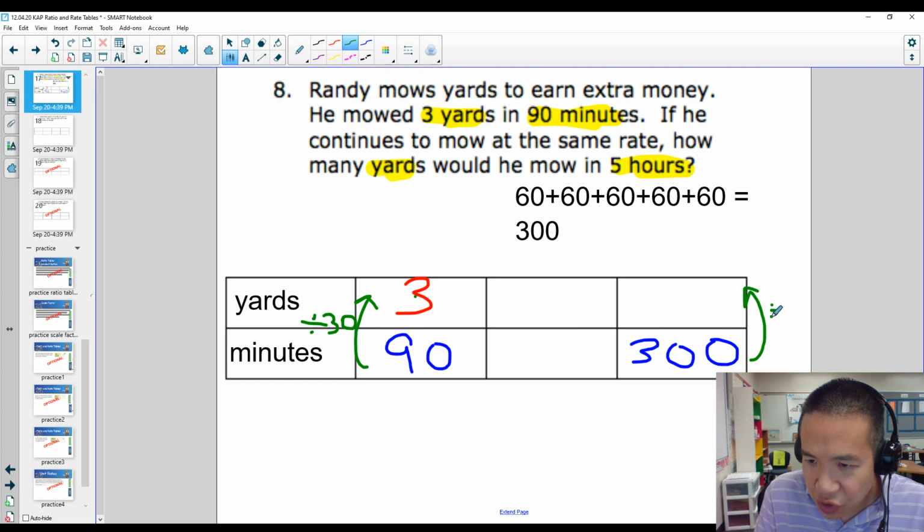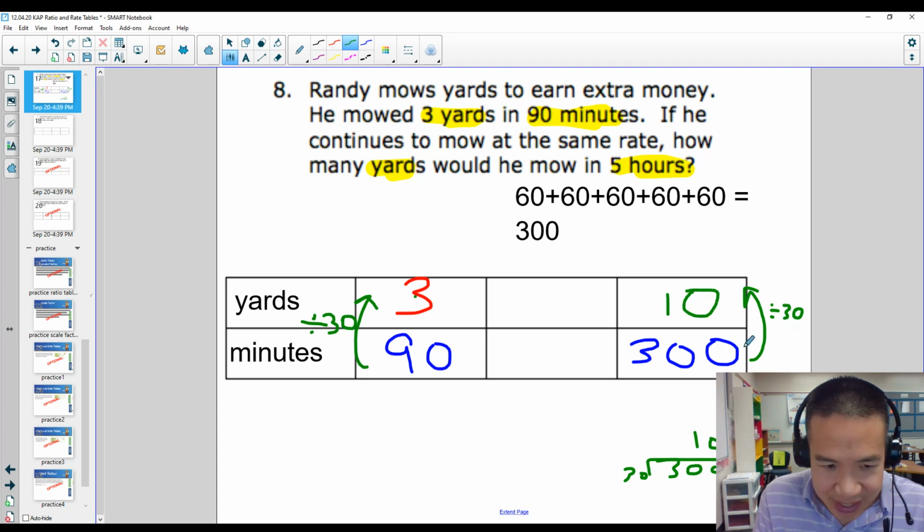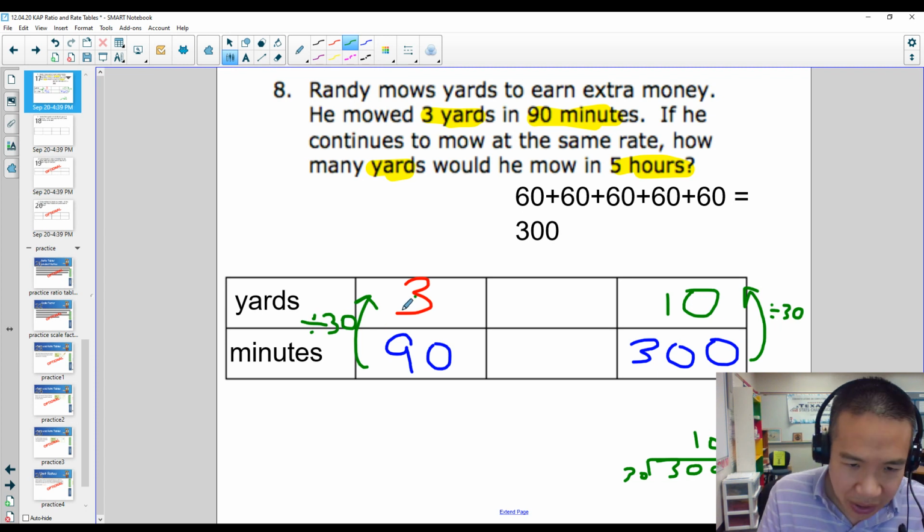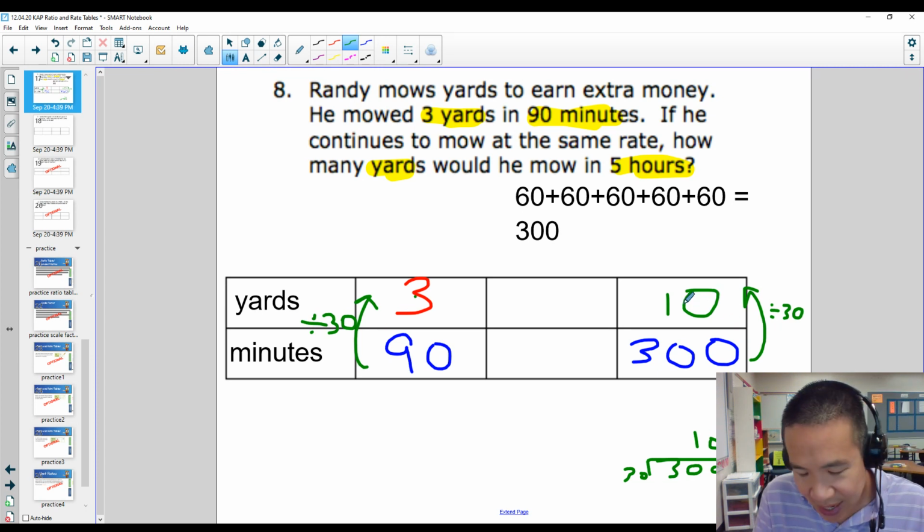So what's 300 divided by 30? Well, let's see. 300 divided by 30. 30 goes into 30 one time. 30 goes into 0 zero times. So the answer is 10. So 3 yards take 90 minutes. 10 yards will take 300 minutes.